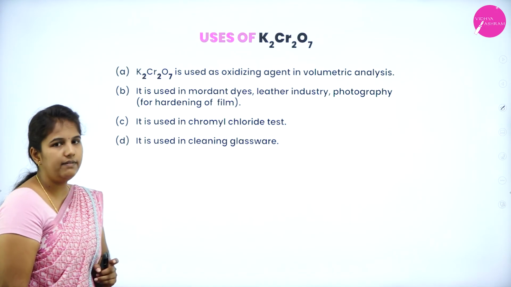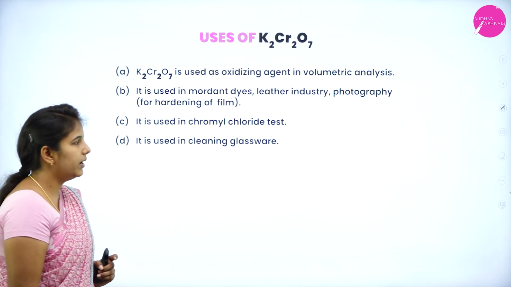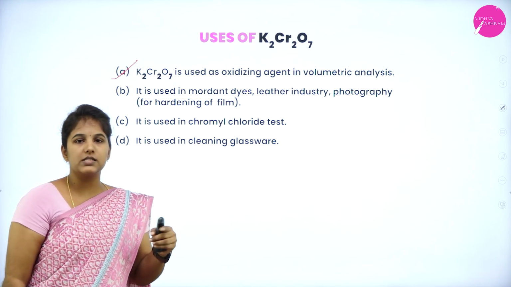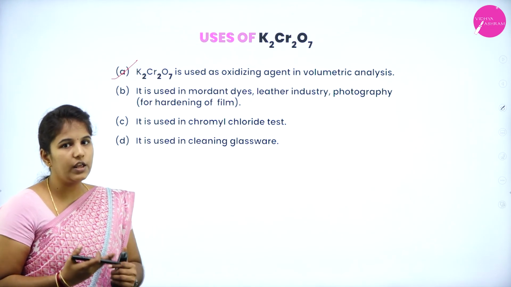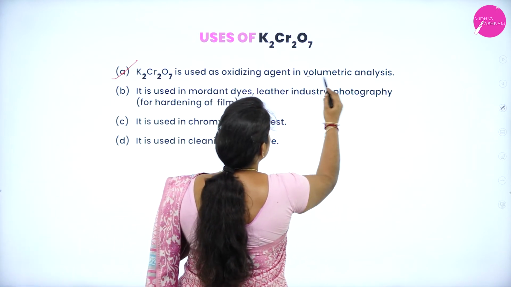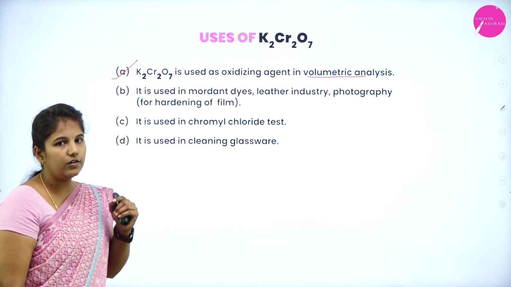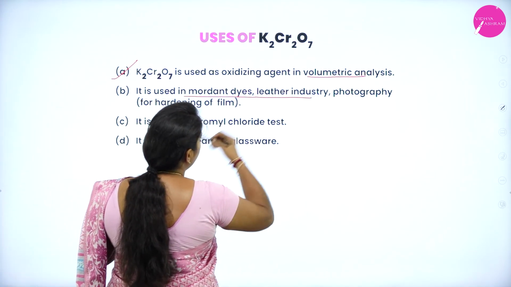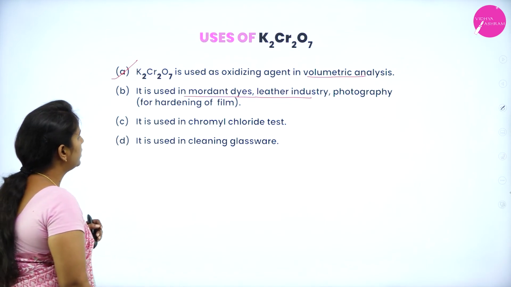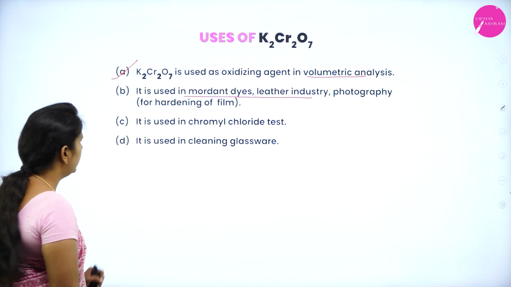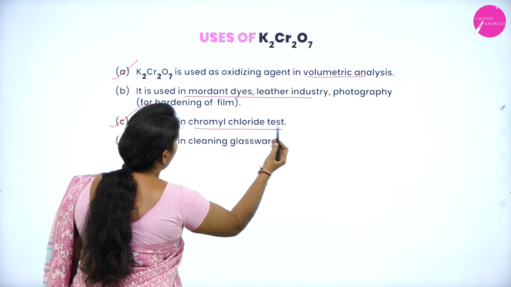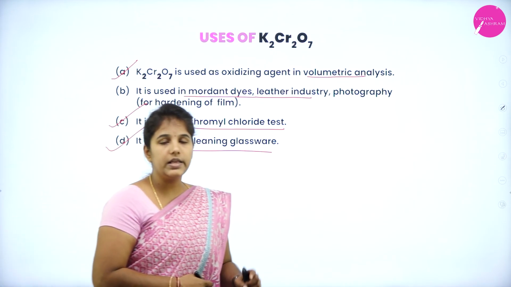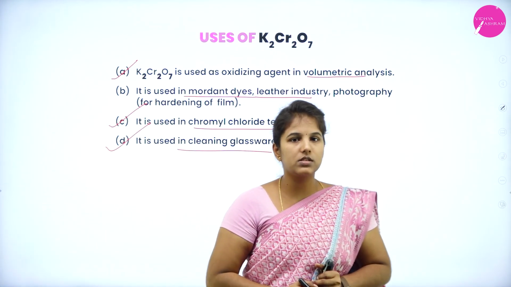Next we have the uses of potassium dichromate. As we have understood, it is used as an oxidizing agent. It is especially used in volumetric analysis. Okay. Not only is it used as an oxidizing agent, it is also used in modern dyes, in the leather industry, as well as in photography for hardening of film. And it is also used in the chromyl chloride test, and in cleaning of glassware.